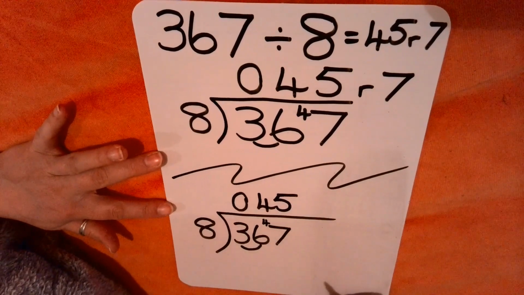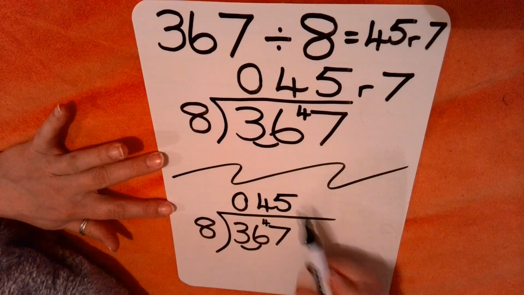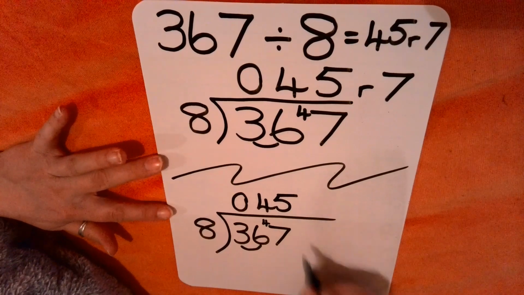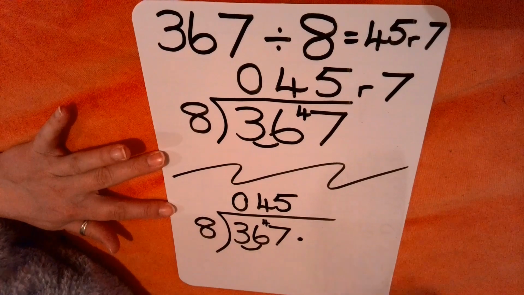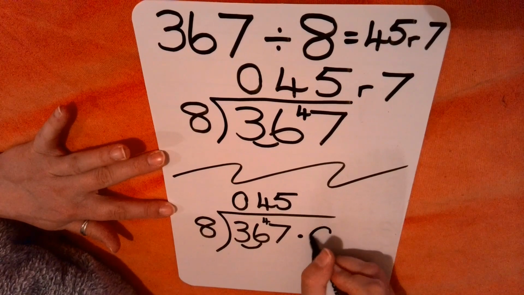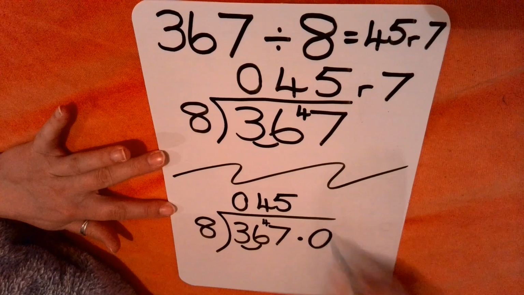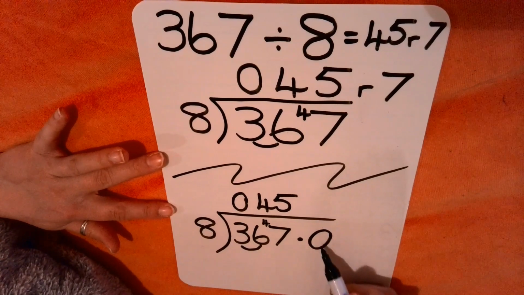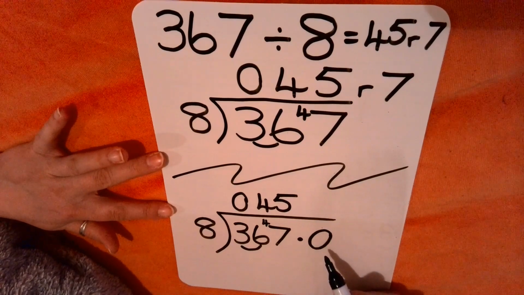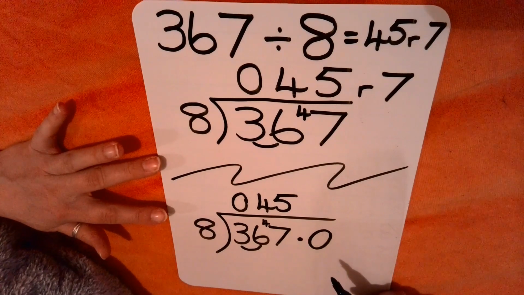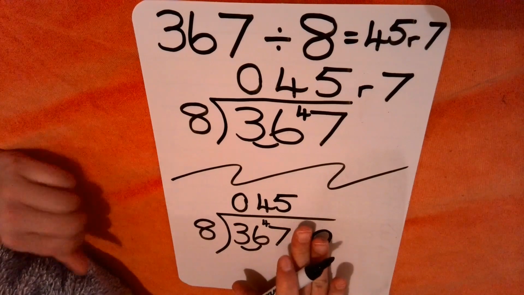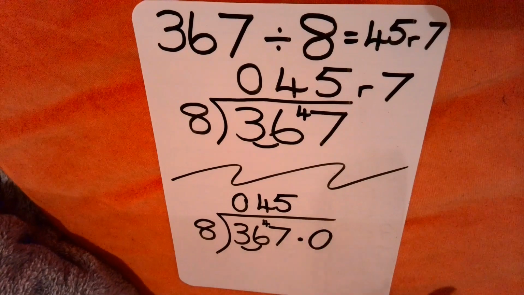This is where it gets different. So instead of now just putting how many I have remaining, I need to put a placeholder. So I'm going to put my decimal and a placeholder of 0. This 0 holds no value because it is saying that you have 0 tenths. That's the same, isn't it, as just saying that I've got 367.